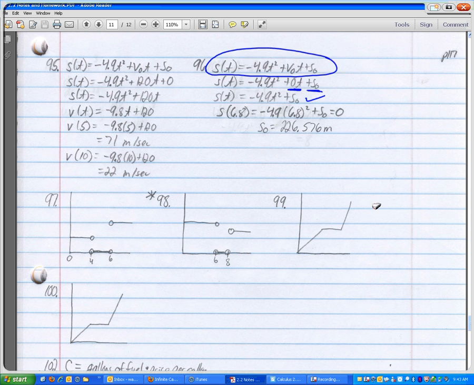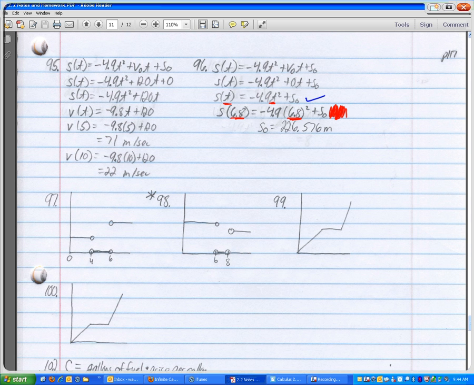Now, they tell us that the stone hits 6.8 seconds after it's dropped. So if I replace t with 6.8, I'll replace it there with 6.8, and there with 6.8. I now have the position function for when t equals 6.8.